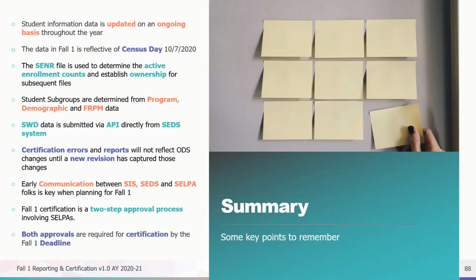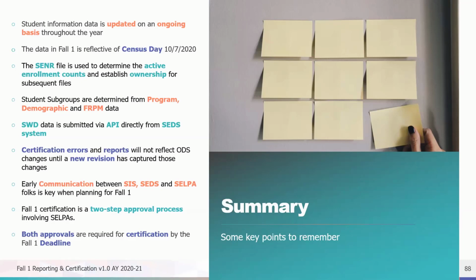Certification errors and reports will not reflect ODS changes until a new revision has captured. That's very key if you're new. If you make a change and CALPADS has to resolve an error, you have to wait for a new revision. You can look all day long and see the data on the student's record is correct. Until a new revision has refreshed that report, the error doesn't change on the certification screen. So just understand that there's a waiting period for a new revision, and you have to look at the revised uncertified version if you're looking for changes in your reports.